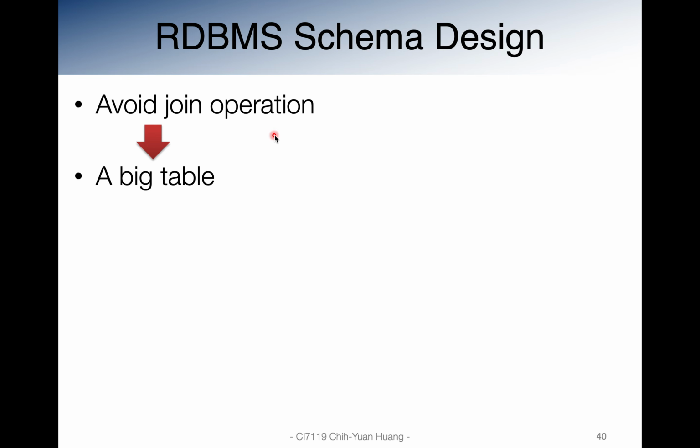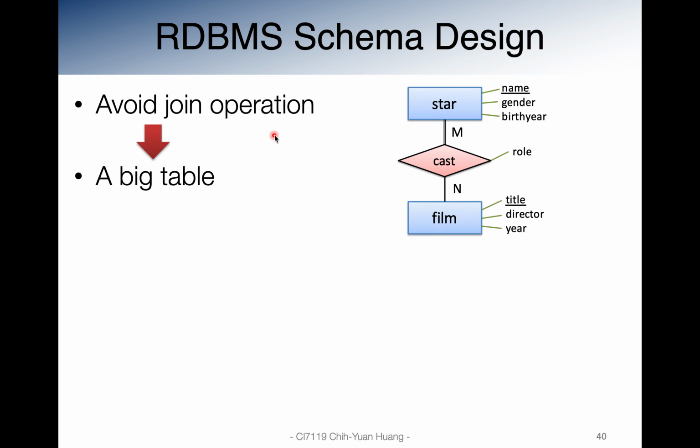So let's take a look at one example. For example, let's take the star and film, the cast relationship between these two entities, as one example.